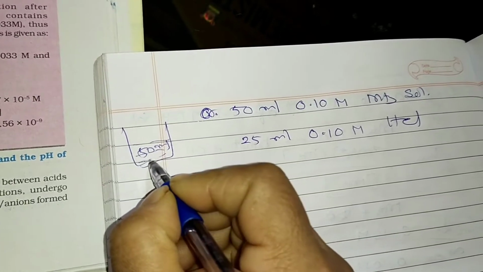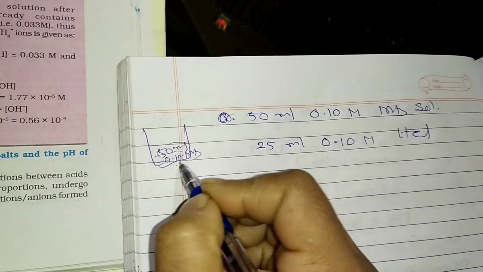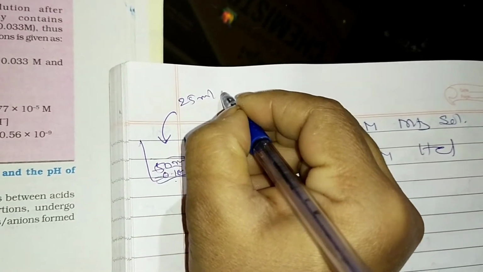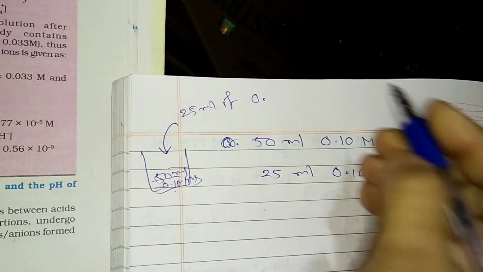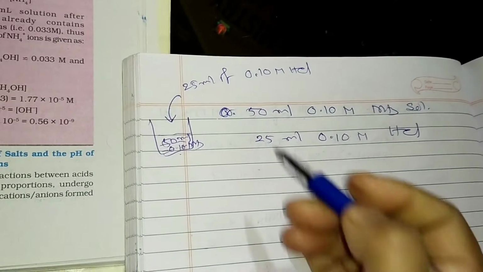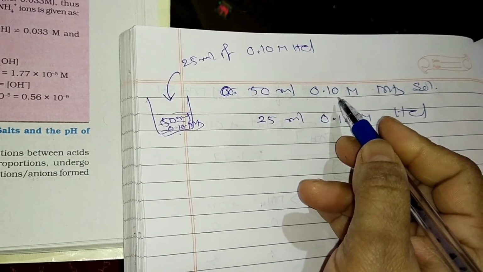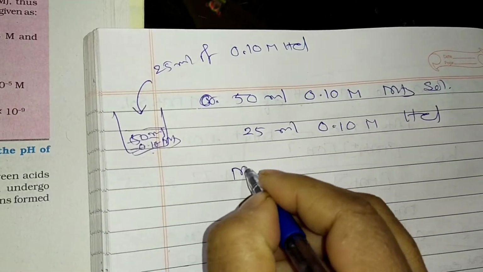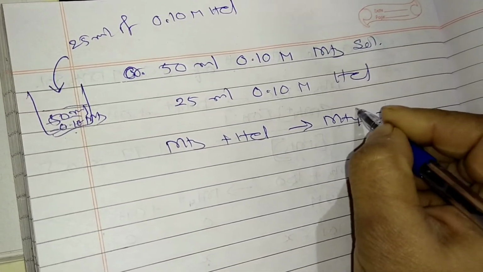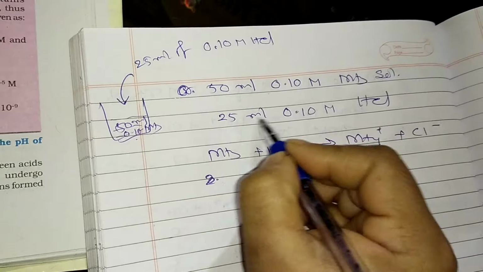So we already have 50 milliliter of 0.10 NH4OH or NH3 here, and we are adding 25 milliliter of 0.10 molar HCl. Clear now? So 25 milliliter of HCl will react with 0.10 molar NH3. The reaction is NH3 plus HCl, and the product is NH4 plus Cl minus. Clear?